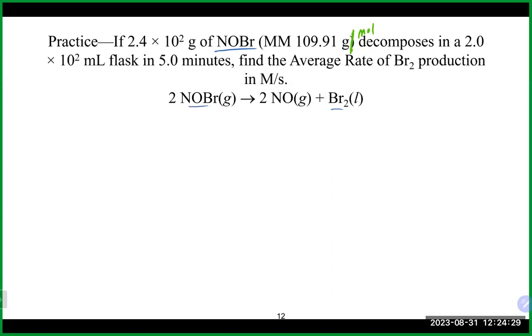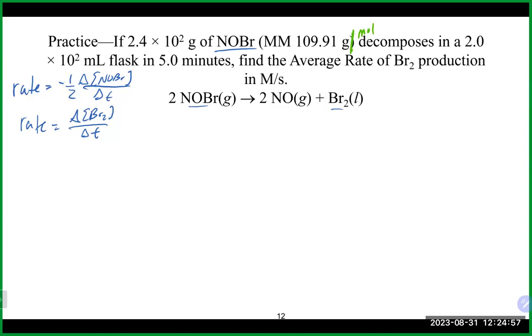So again, we might want to start with our rate expressions for each of those. So the rate is equal to -1/2 the change in the concentration of NOBr over time. And the other one there would be our rate is equal to the change in the concentration of Br2 over change in time. So in this particular case, we have some grams of NOBr that's decomposing.